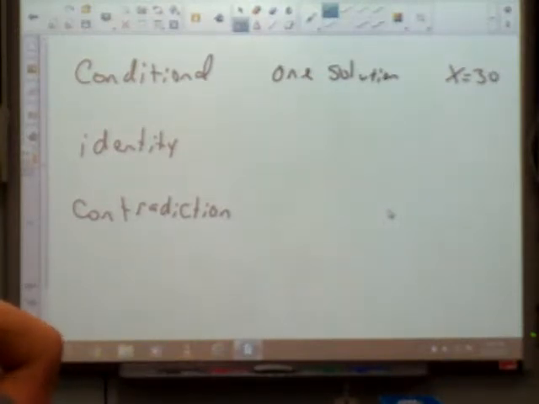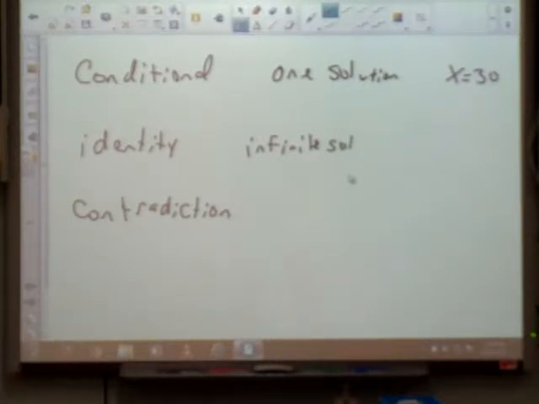Then that next one, identity, means there are infinitely many solutions. And what that might look like when you're working one of these out, and we did this in Algebra 2, you get a true statement. Like you get something that says 7 equals 7. You end up with just a true statement. If there's a variable still in there, it could be x equals x. That's infinitely many solutions.